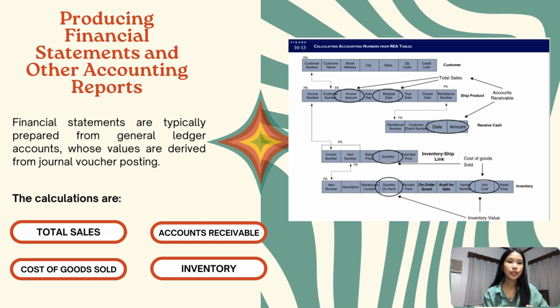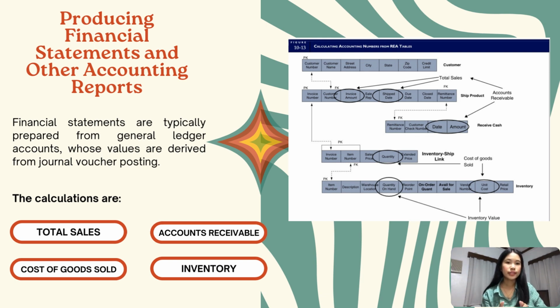To illustrate, here is Figure 10-13, which is the calculating accounting numbers from REA tables. This table represents structures for several relational tables in the Apex database. All the data in this table are based on Table 10-1, which was discussed earlier. But some attributes have been omitted to simplify this figure. In short, this figure demonstrates how financial statement accounting figures can be constructed from underlying event data.